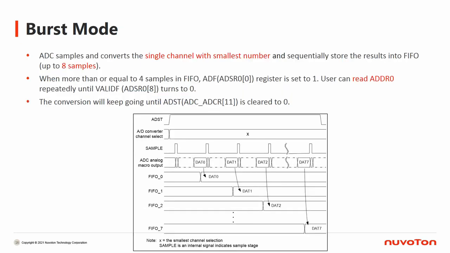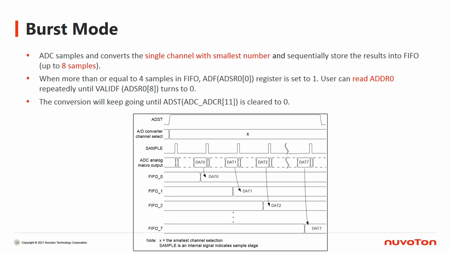In burst mode, the analog to digital converter samples and converts the specified single channel 8 times and sequentially stores the result into the FIFO. Check the graph below about the operations. When the ADST bit is set to 1, analog to digital conversion is started on the enabled channel with the smallest number. Notice that if software enables more than one channel in burst mode, only the channel with the smallest number is converted. Other enabled channels will be ignored.